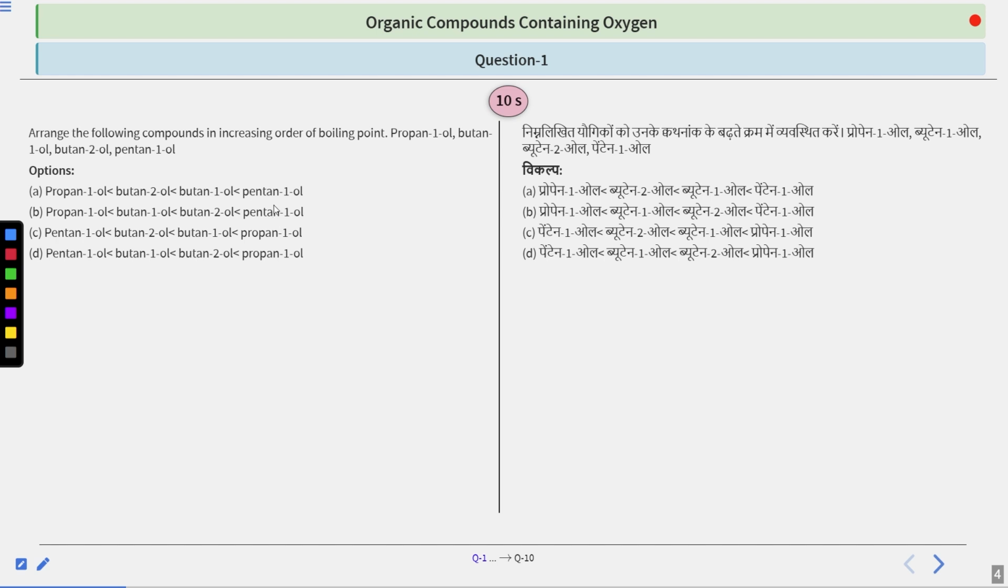Or highest is for pentane 1-ol, then butane 2-ol, then butane 1-ol, then propane 1-ol. Or highest for propane 1-ol, then butane 1-ol, then butane 2-ol, and then pentane 1-ol. Or highest for propane 1-ol, then butane 2-ol, then butane 1-ol, and then pentane 1-ol. You have some time to think about this question. After that, we will see the correct answer.